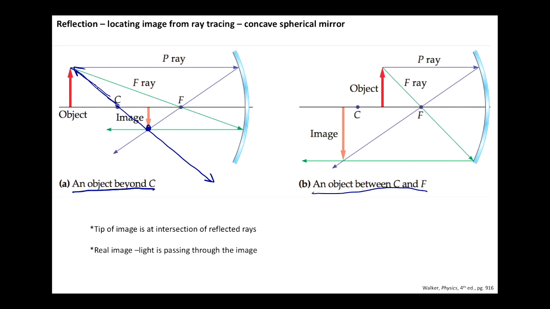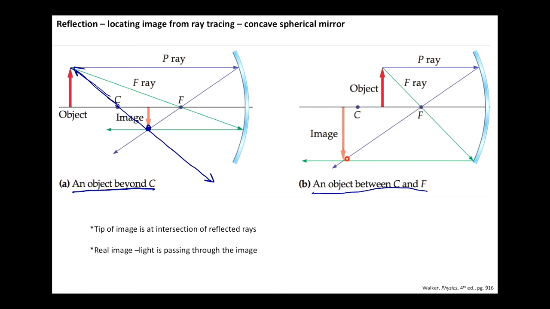So light is passing through the image, so we have a real image. The same thing is true if I go between C and F. Let's trace the rays once again. Starting with the object, which is between C and F, the P ray goes parallel, reflects back through the focal point. The F ray goes through the focal point and then reflects back parallel. The C ray here isn't terribly useful, right? If I go through the C ray, there's nothing over there for it to reflect off of. So we're just going to leave that one out, all right?